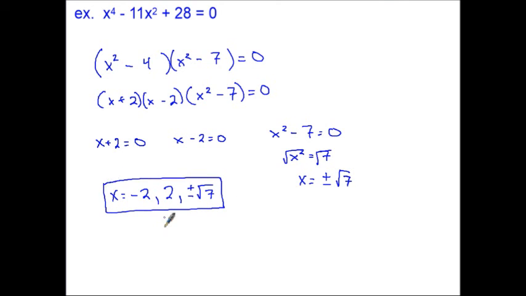Okay, of course if I wanted to right here, I could have written that as plus or minus 2. It's just whatever mood you're in. Feel free to write it either way. I will definitely accept it either way. But there you go.